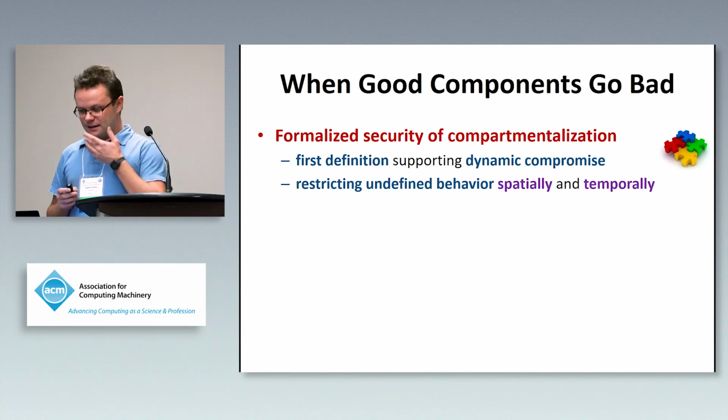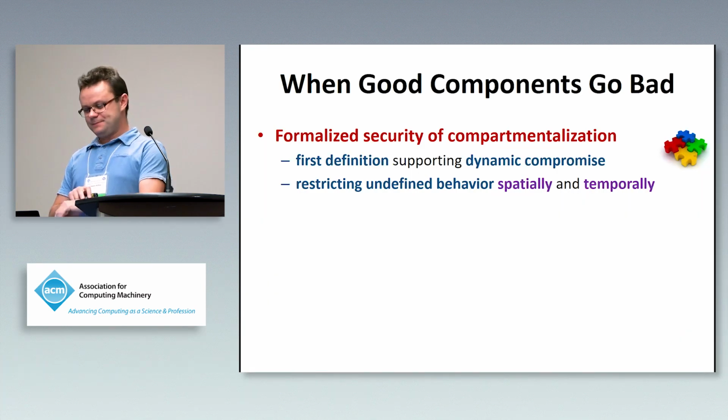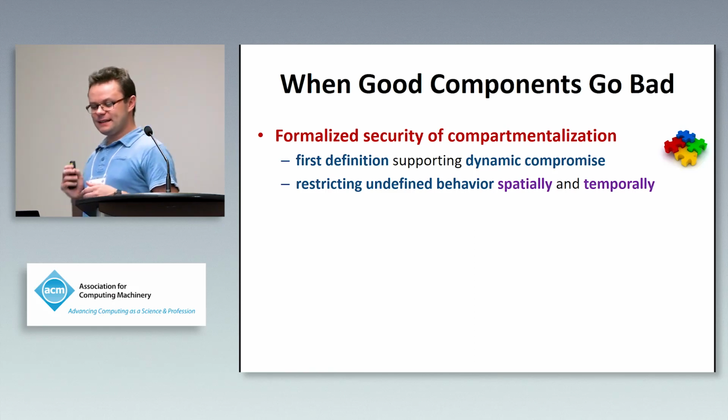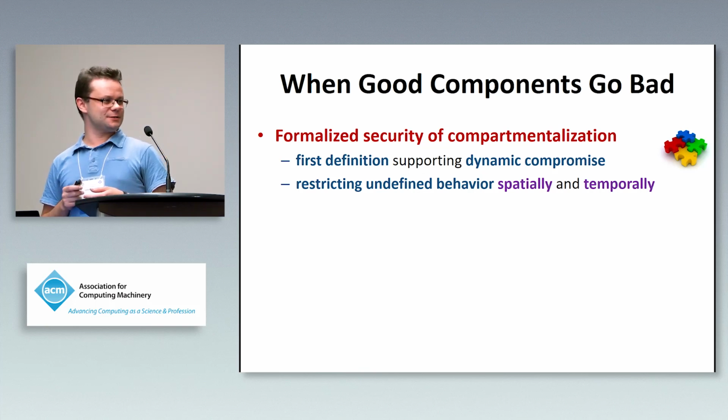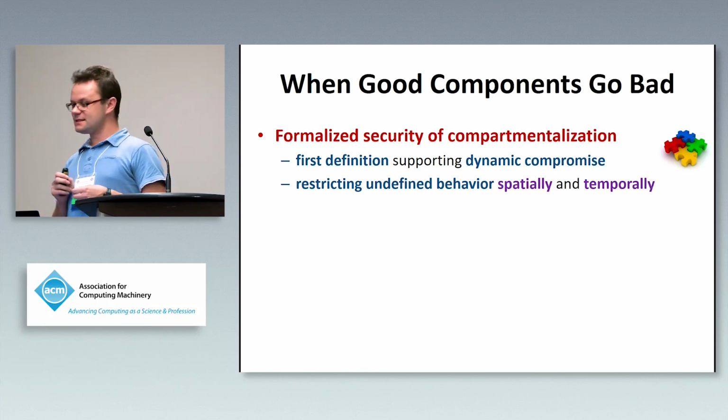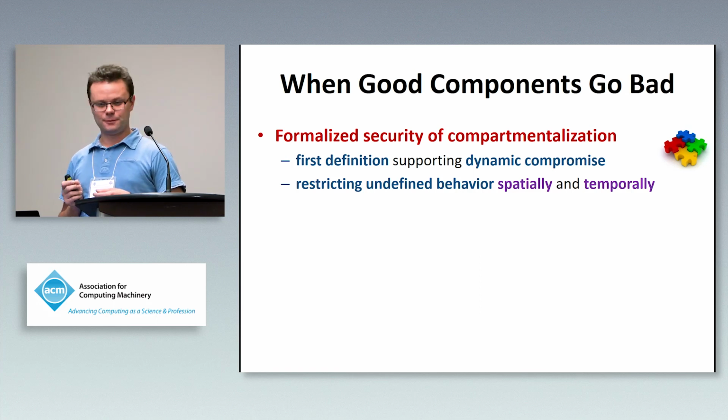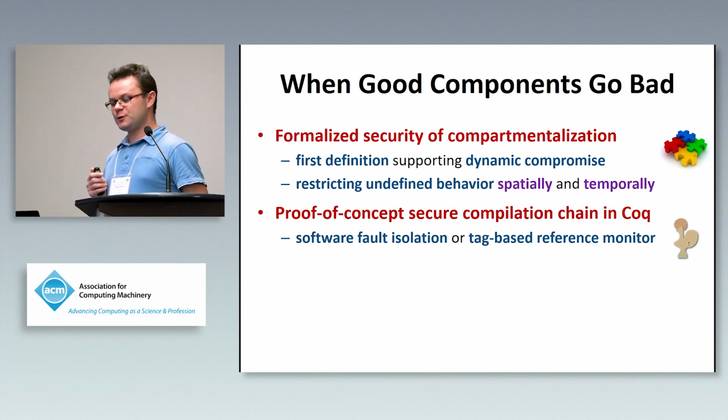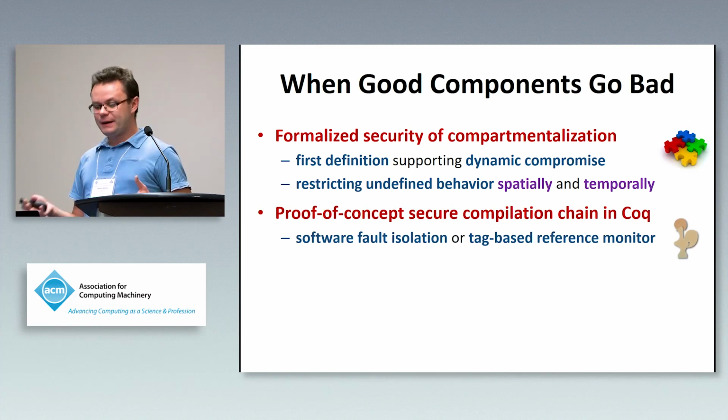And it's all on GitHub. To wrap up, I explained this formal definition characterizing the security guarantees of compartmentalizing compilation. This is the first definition to support this model of dynamic compromise. The main idea is that you have to restrict the scope of undefined behavior both spatially but also temporally. We have a proof of concept secure compilation chain in Coq and two backends, one using software fault isolation, the other using this hardware accelerated tag-based reference monitor.